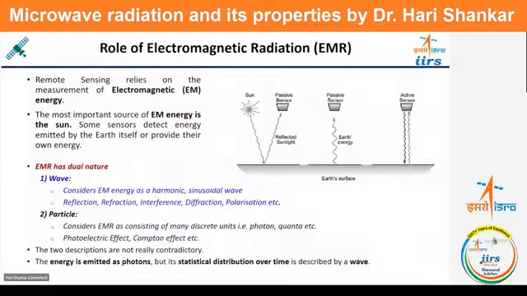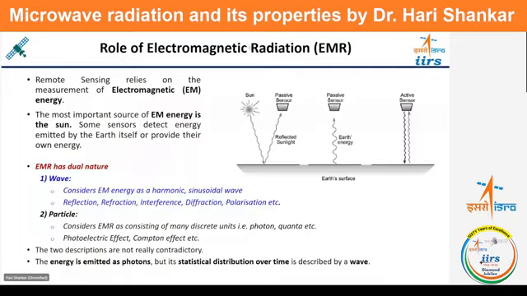If you see in general the role of electromagnetic radiation, the major source of electromagnetic radiation is the sun. Radiation from the sun goes in all possible directions, but part of it moves towards the earth surface, and after interacting with it, part of it is reflected in many directions. The sensor is there in space, so part of that reflected energy moves towards the sensor. Whatever energy reaches the sensor is converted into remote sensing images.